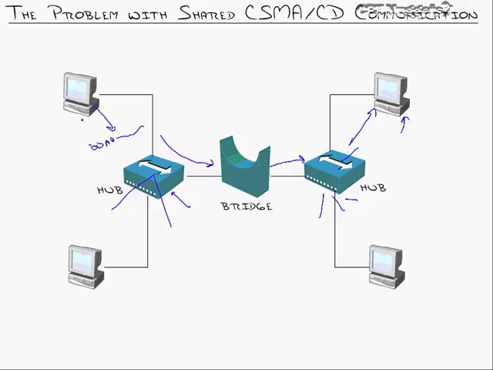Now, what if this computer was sending to a MAC address on this side of the network? Like maybe this MAC address belonged to this PC.